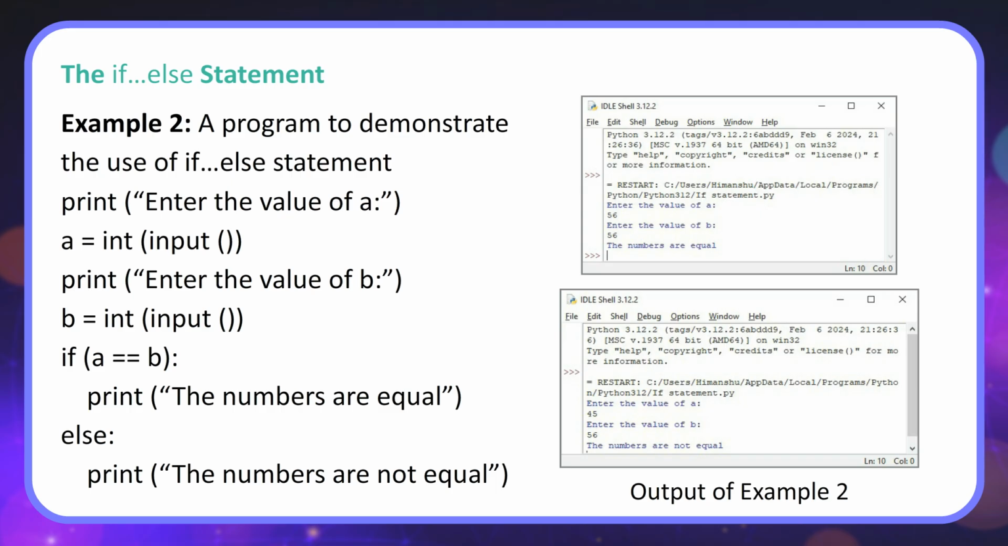Print, enter the value of A. A equals int, input. Print, enter the value of B. B equals int, input. If A equals B, print, the numbers are equal. Else, print, the numbers are not equal. Output of example 2.